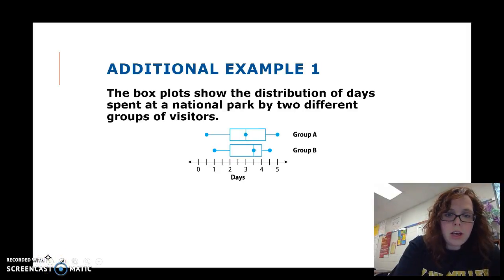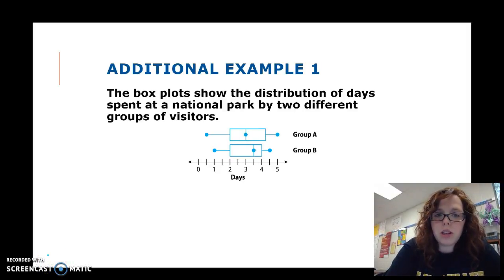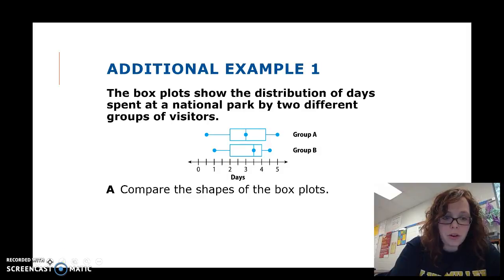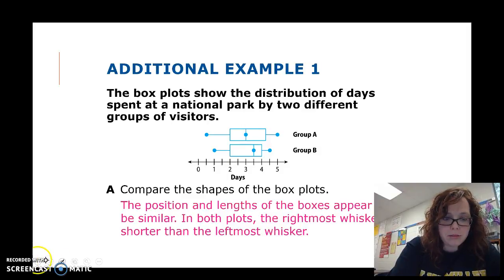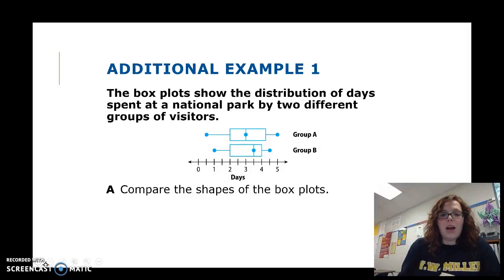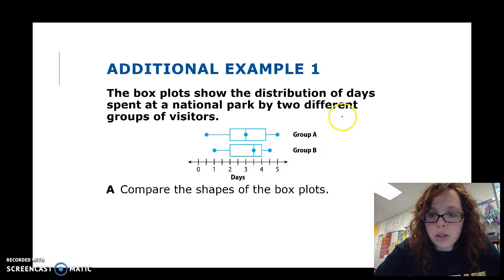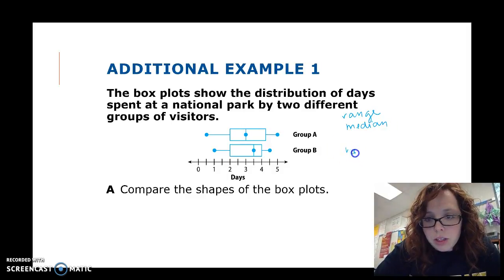Alright. The box plot shows the distribution of days spent at a national park by 2 different groups of visitors. So we're first going to compare the box plots. So what we want to look at is the range, the median, and then the quartiles. So I'm going to write the range and the median first.